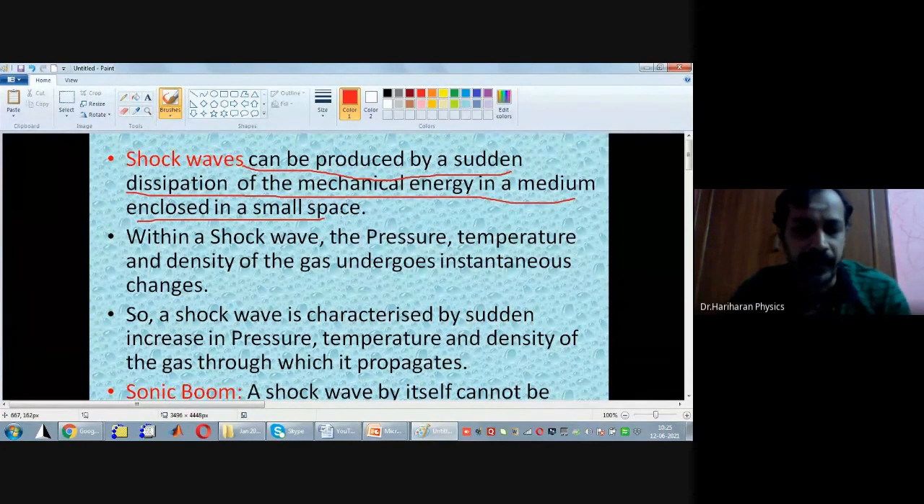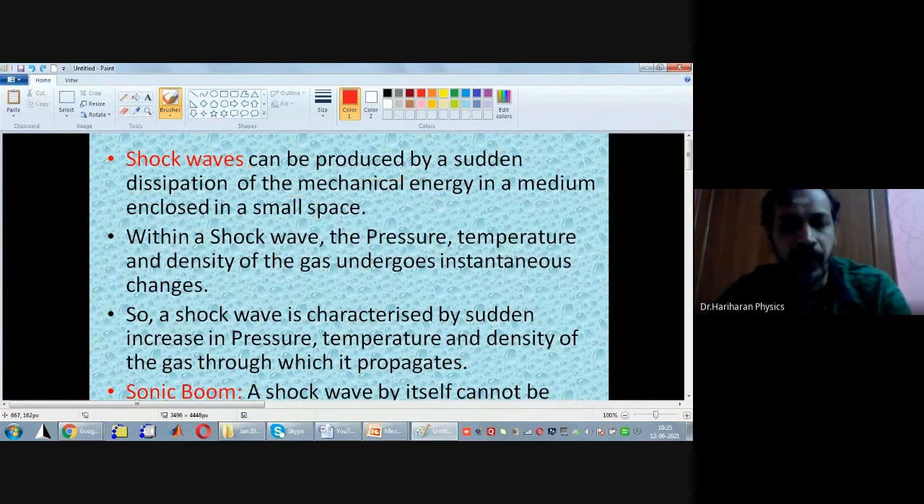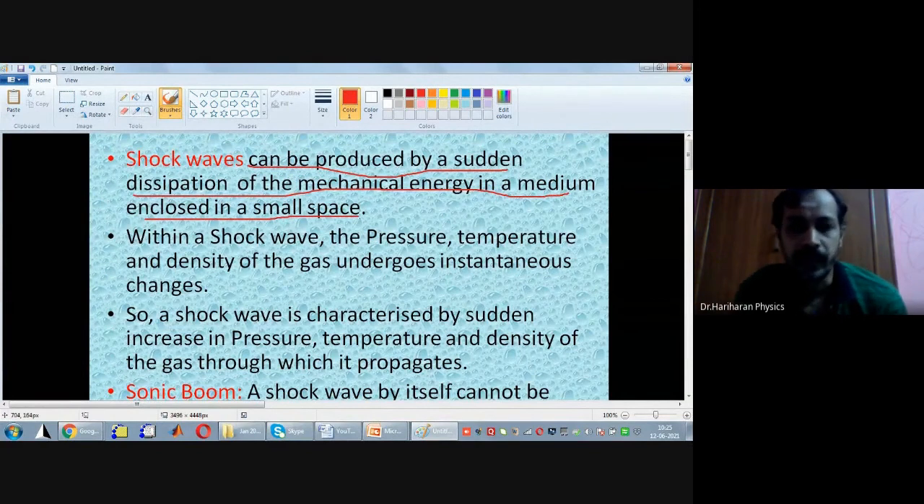Once again we'll recollect what shock waves are. Shock waves can be produced by sudden dissipation of mechanical energy in a given medium that is enclosed in a small space. That is, make the medium expand suddenly by some mechanism, then temperature, pressure and density are going to be high in a small region. That we call shock waves.